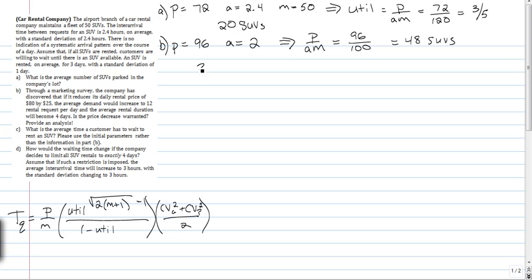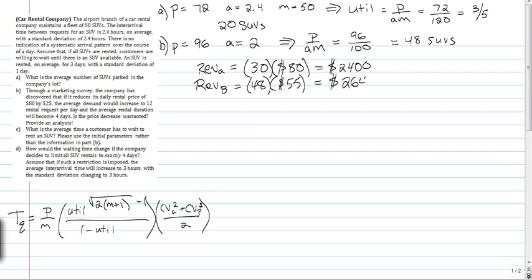Let's calculate a revenue estimate for part A. We knew that 30 SUVs were being rented on average at a price of $80 per day. That's average revenue per day of $2,400. In scenario B, we're renting 48 on average at a rental price of $55 per day, or $2,640. Based on that analysis, it makes sense to proceed with the pricing strategy as laid out in part B.